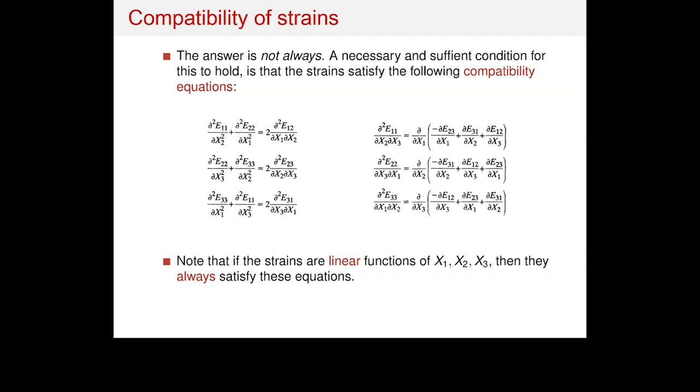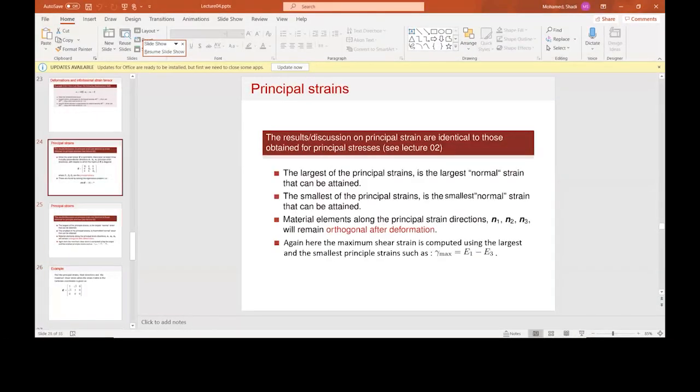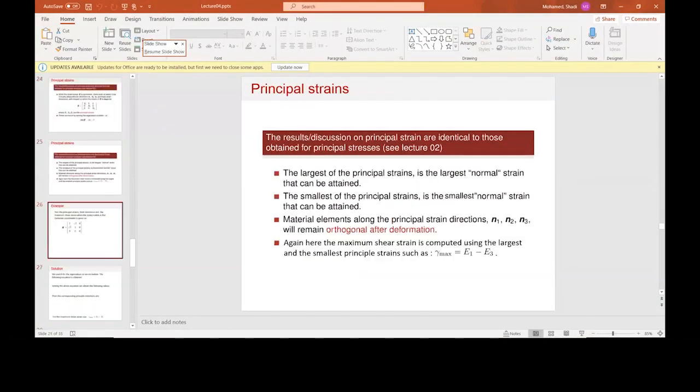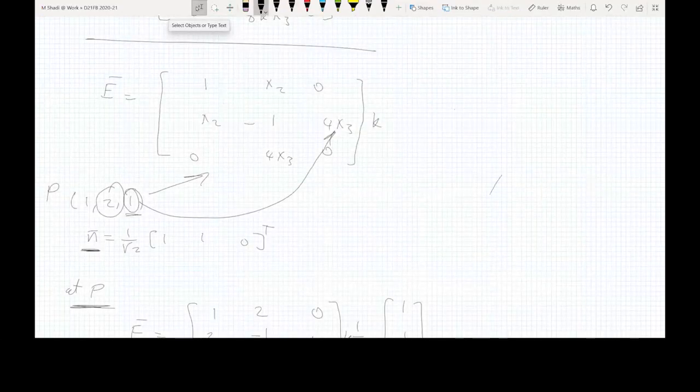So the first equation is the derivative of E11 with respect to x2 twice, the derivative of E22 with respect to x1 twice, and the derivative of E12 with respect to x1 and with respect to x2 multiplied with 2. I'm just going to copy this set of equations, probably easier than moving backward and forward. I'll just put them here.